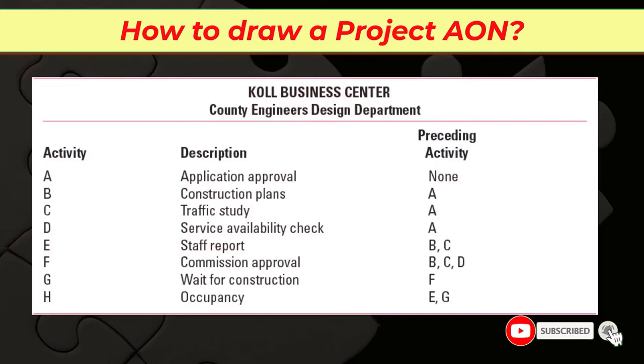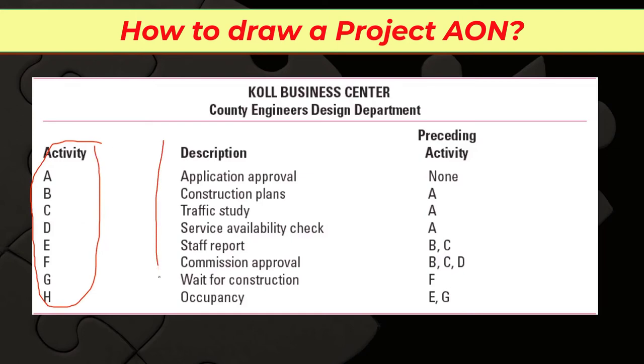A list of activity like this one over here, in which you have to draw the network. Let's understand that list of activity first. If you go for the list of activity here, first we have in that column all the activities. Here we have the description.